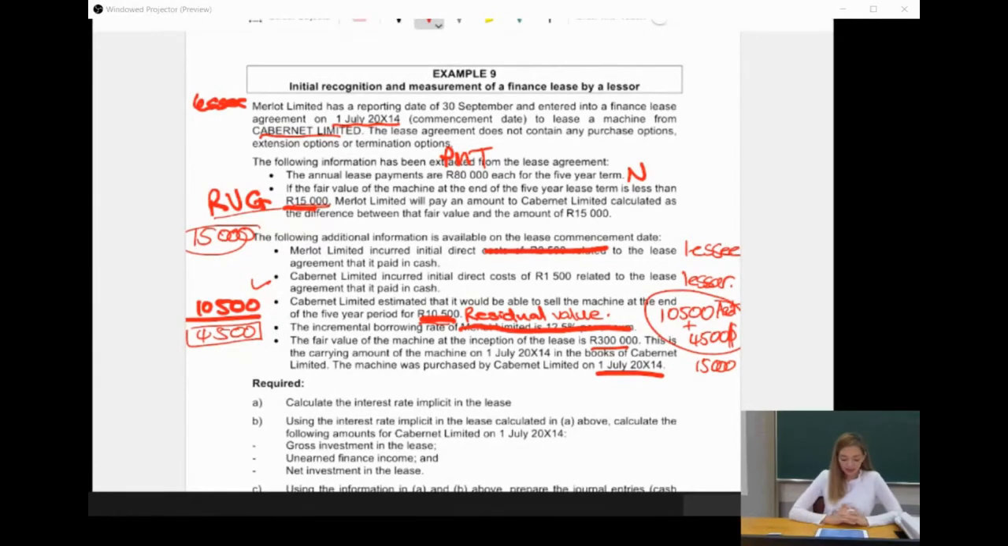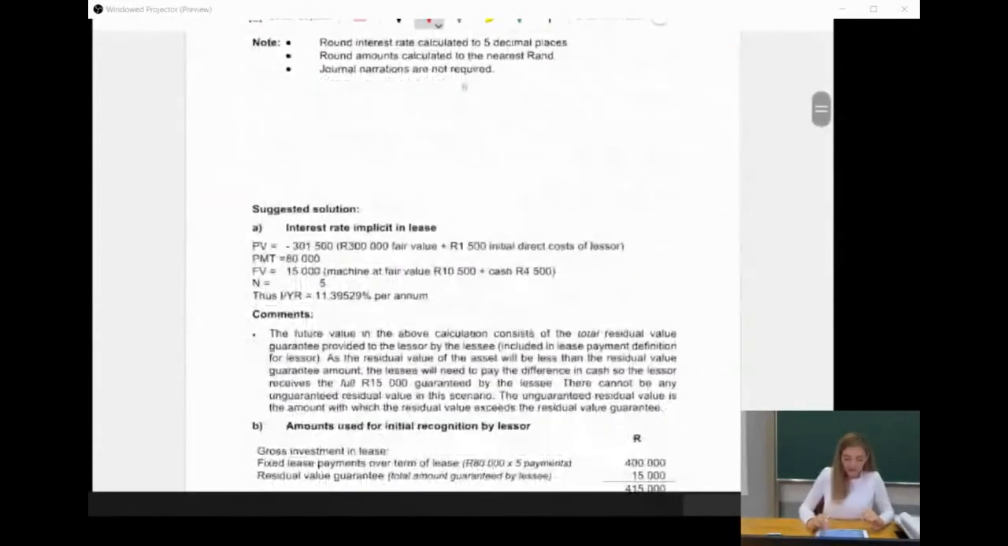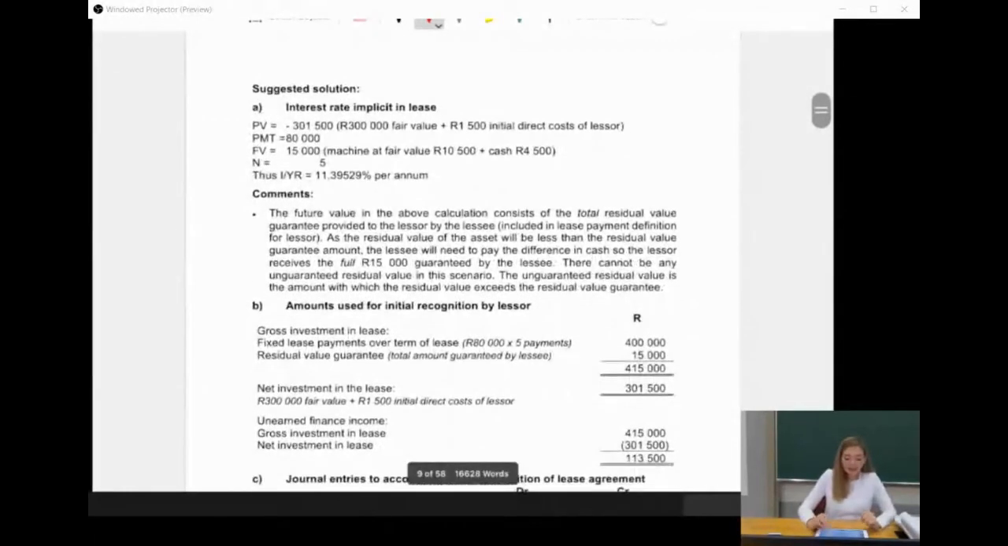Okay, so now they ask us to first of all calculate the interest rate implicit in the lease. We've already got all the information we need. We've got our payment amount, we've got our N, the 5-year term, we've got our residual value guarantee, as well as our total residual value guarantee. There's no unguaranteed residual value in this example. We have our initial direct costs by the lessor. What else do we need? We have the fair value of the machine on day one. We can now go ahead and calculate our interest rate implicit in the lease. So in the suggested solution, that's exactly what we did.